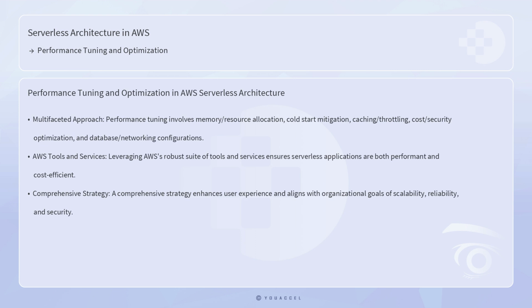In summary, performance tuning and optimization in AWS serverless architecture involves a multifaceted approach, including memory and resource allocation, cold start mitigation, effective use of caching and throttling, cost and security optimization, and choosing the right database and networking configurations. By leveraging AWS's robust suite of tools and services and adhering to best practices, developers can ensure that their serverless applications are both performant and cost-efficient. This comprehensive strategy not only enhances the user experience, but also aligns with organizational goals of scalability, reliability, and security.